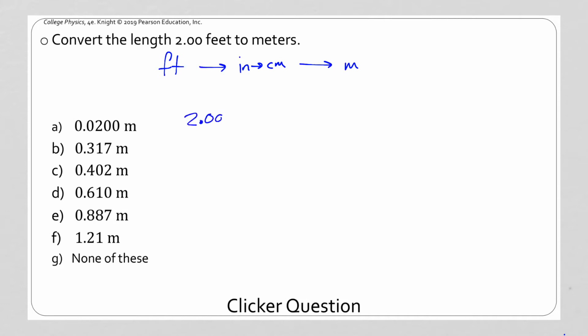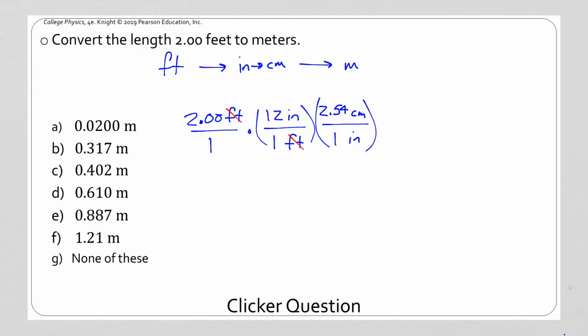I have 2 feet. And I want to get rid of feet and introduce inches, so I'm going to put 1 foot in the denominator to cancel out the feet in the numerator, and I know that 1 foot is 12 inches, so there I've multiplied by 1, I haven't changed the value. Now I have inches in the numerator, I don't want inches either, so I'm going to get rid of inches. I know that 1 inch is 2.54 centimeters, that's the one conversion that I keep memorized. That cancels inches for me, but now I have centimeters, which I don't want either.